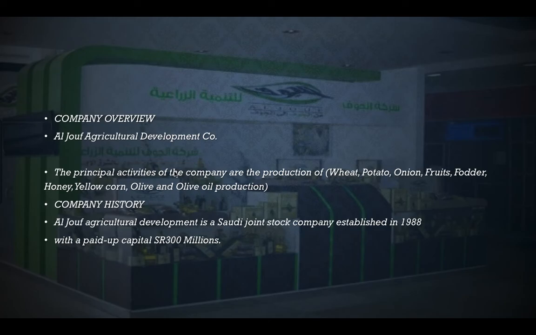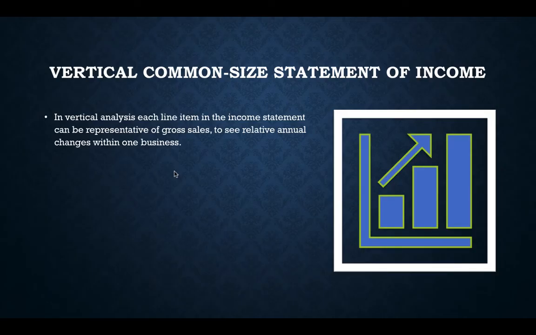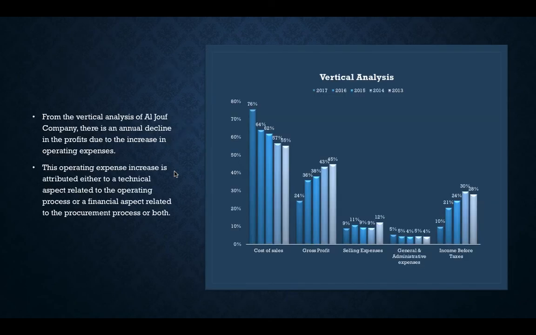We are going to start to analyze this company. We'll start with the vertical common size statement of income. What we mean by vertical analysis is that we take the income statement and all the items in it are related to one item, which is gross sales. Here we can see the main items: cost of sales, gross profit, selling expense, G&A, and net income. All of these are shown as a percentage of gross sales.